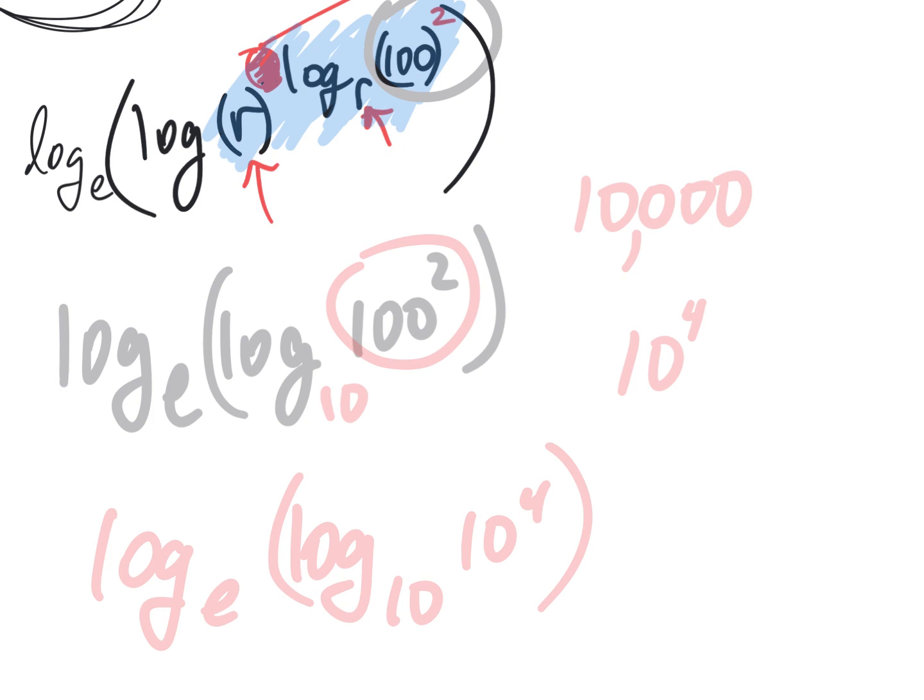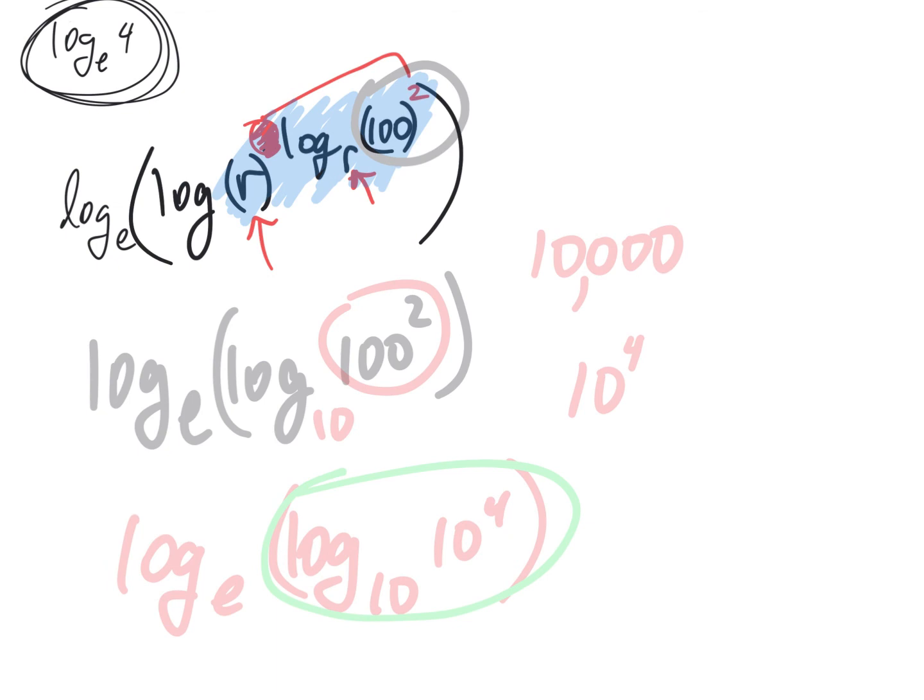So then this whole part, oops, I'm scribbling it out. I meant to be highlighting it. This whole part here is equal to 4. So the answer is log base e of 4. Because I don't have room, I'm going to say ln 4.